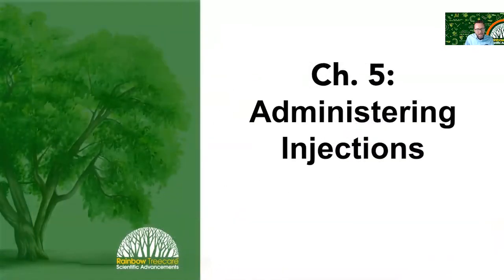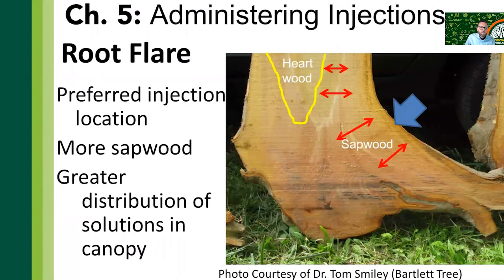Moving on to chapter 5 now of our best management practice, that is administering injections. When we talk about doing trunk injections, we say trunk injections, but really what we want to do is concentrate on the root flare of the tree. And there are a few reasons why we want to do that.